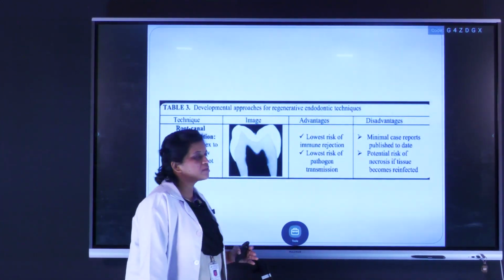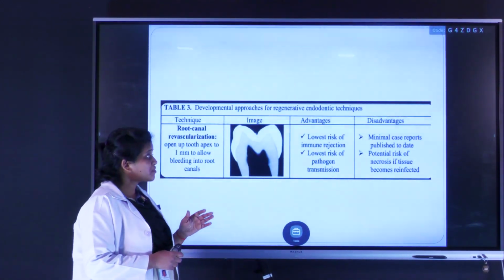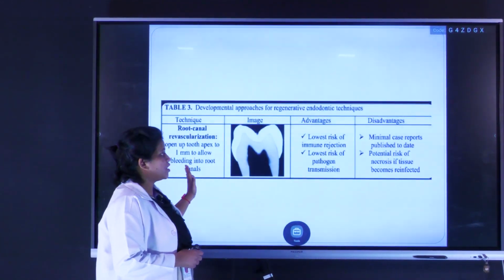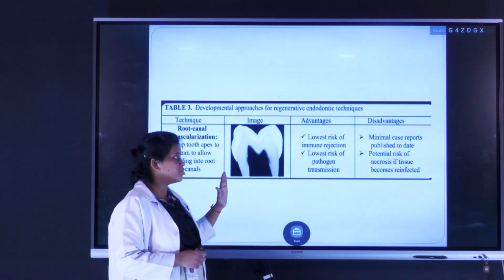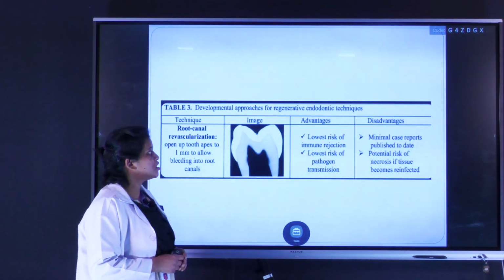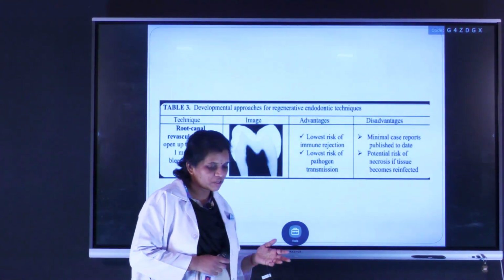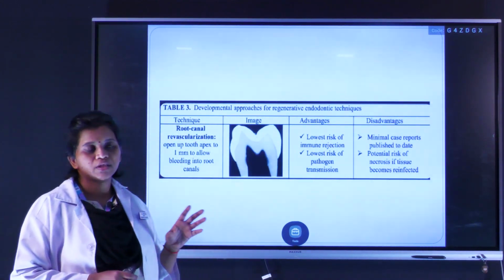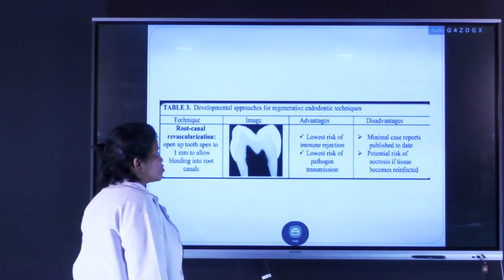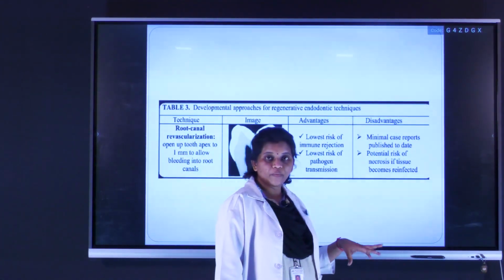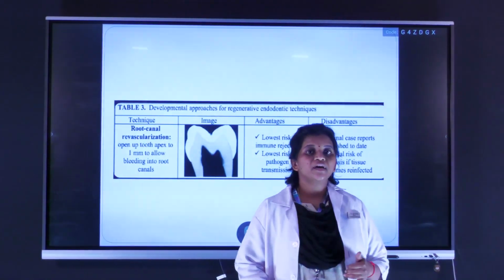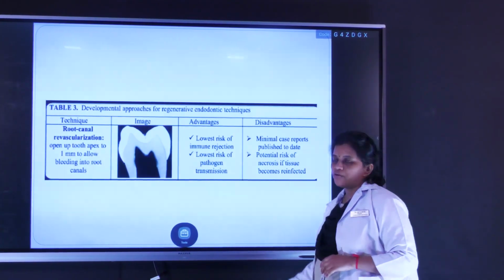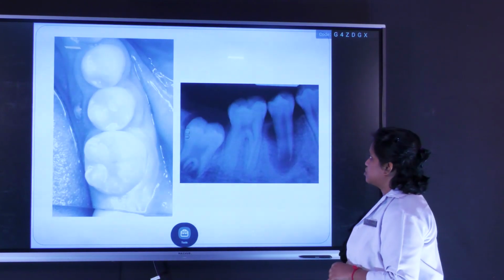Disadvantages: there are minimal case reports published to date wherein this particular procedure can give rise to the formation of the root apex, and there is the potential risk of necrosis if the tooth becomes reinfected. In case the protocol is not followed, if the disinfection of the root canal has not been done, or if the isolation is not maintained properly, the tooth can get reinfected. So this is the major drawback of using the revascularization procedure.